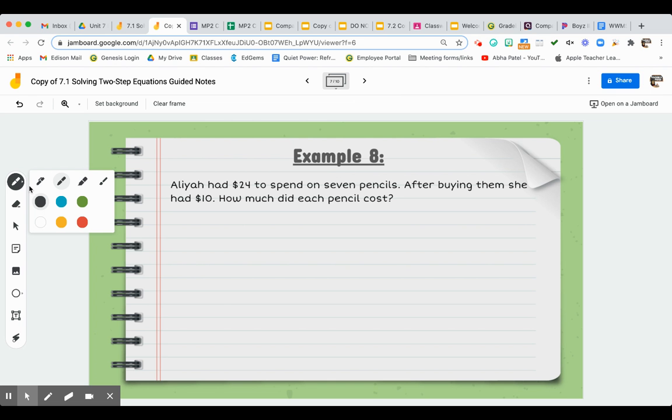Let's look at some word problems. Setting up these word problems is not always easy. Aaliyah had $24 to spend on 7 pencils. So we know there are 7 pencils. After buying them, she had $10. How much did each pencil cost? So I'm actually going to do P is the cost of each pencil.